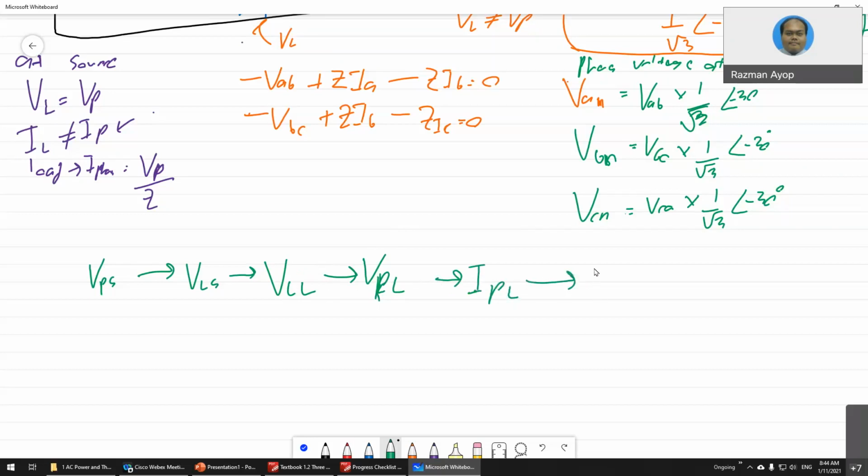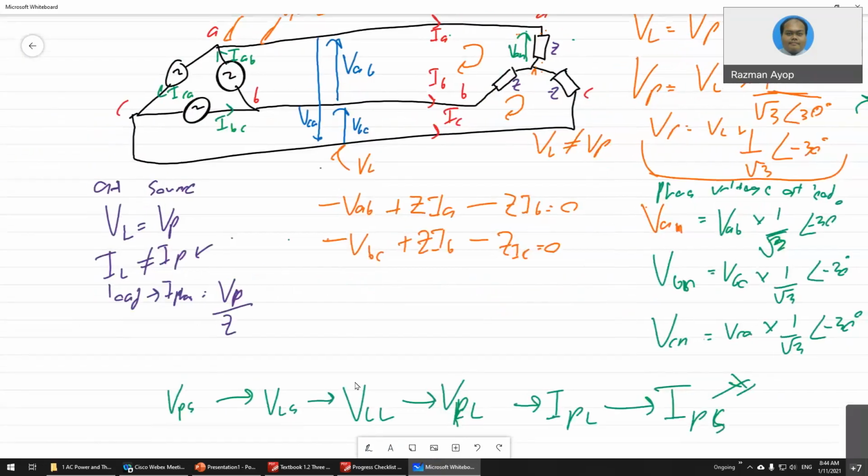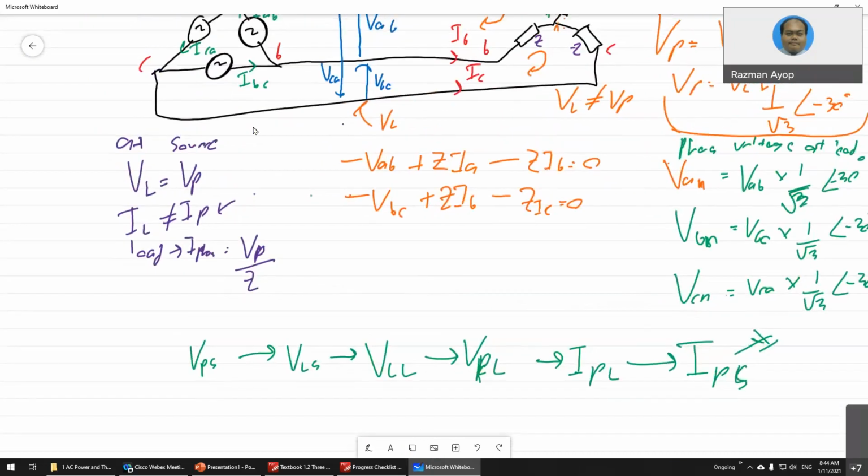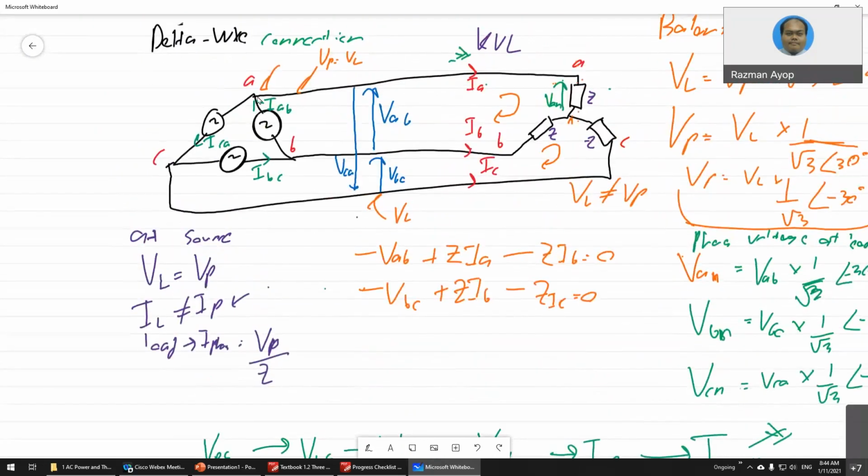Then lastly, you have to find I phase at the line, at the source. This is the last part. Because this is a balanced load, it is much easier. But if it's not a balanced load, I will show you later. If you want to find the unbalanced load, you have to apply Kirchhoff current law at A, B, and C.